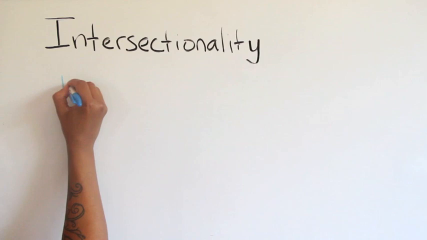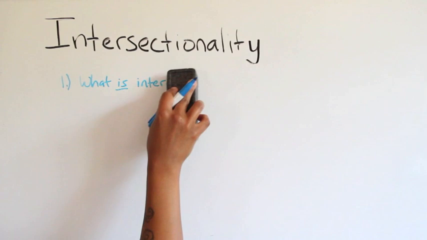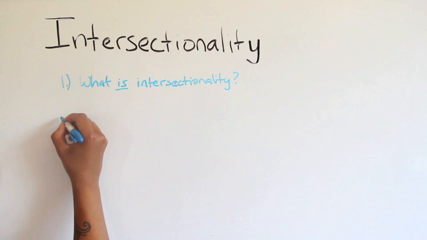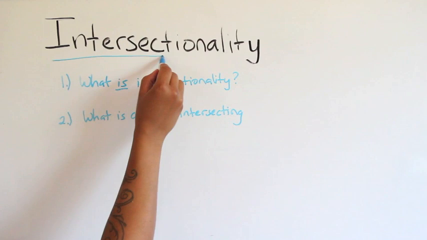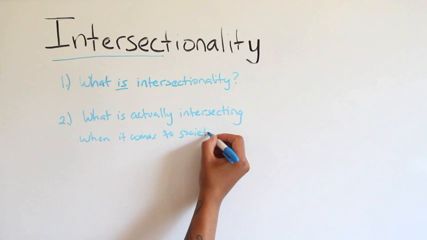When learning a new concept, I find that it is helpful to begin with a couple of key questions that guide our journey through something that might be unfamiliar. So let's let our first question be, what is intersectionality in the first place? And then let's let our second question be, what is actually intersecting? When we come to the root word of intersectionality, it is intersect. What is actually intersecting when it comes to society, people, and sociological understandings?